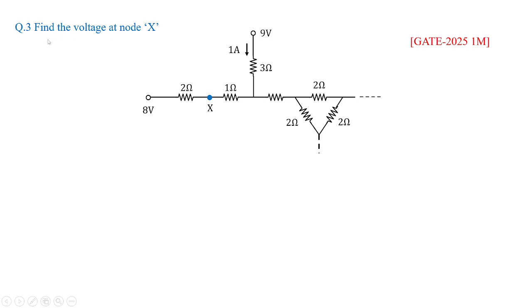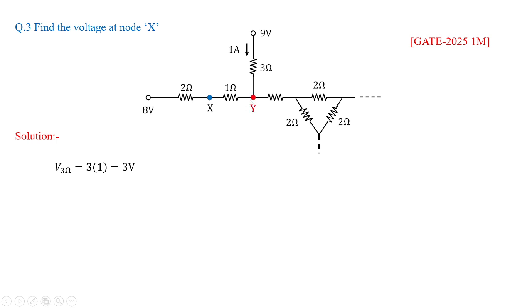So what is the question? The question asks us to calculate the node voltage at X. For that, we'll ignore the resistors which are shown by dotted lines. Our intention is to calculate the voltage at X. For that, let us calculate the voltage across 3 ohms, since we have 3 ohms in which the current of 1 ampere is flowing. With that, I'll get the value of voltage across 3 ohms as 3 volts.